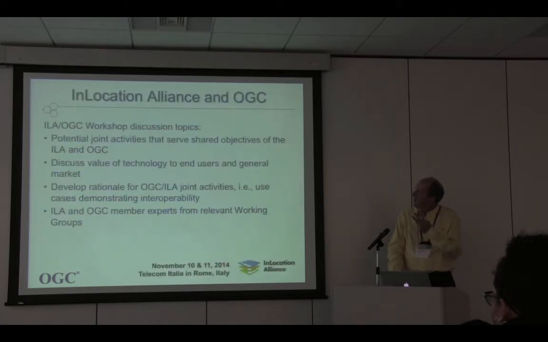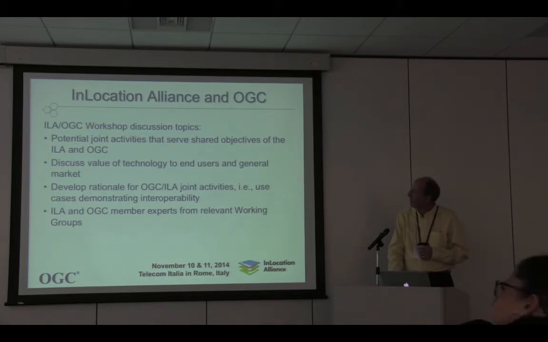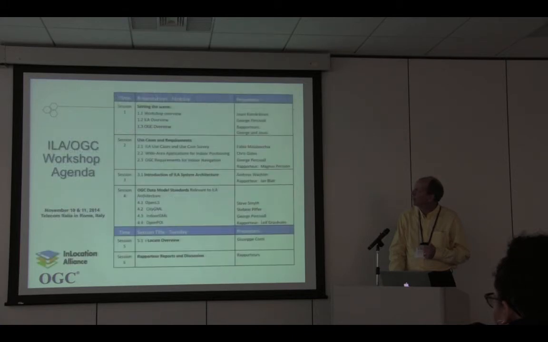Okay, so the third example then really is this In-Location Alliance. I mentioned it a little bit before, and these were the topics that we had to identify potential joint activities for the shared objectives, discuss the value of technology to the end users, develop a rationale for joint activities, member experts from relevant working groups. This was our agenda overview. This was a get-to-know-you, get-to-know-me kind of thing of the organizations coming together.